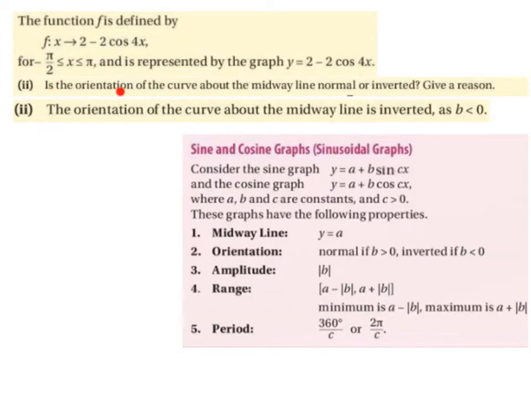Part 2. Is the orientation of the curve about the midway line normal or inverted? And give a reason. So if we have a look at our table, we see for the orientation, it's going to be normal if b is greater than 0, and inverted if b is less than 0. And we know that the b is the number that's stuck on in front of the cos. So if we have a look at our function, the number that's stuck on in front of the cos is minus 2. So remember, b is minus 2. So the orientation of the curve about the midway line is going to be inverted because the b is less than 0. Minus 2 is less than 0. So the orientation is inverted, which means it's been flipped upside down.